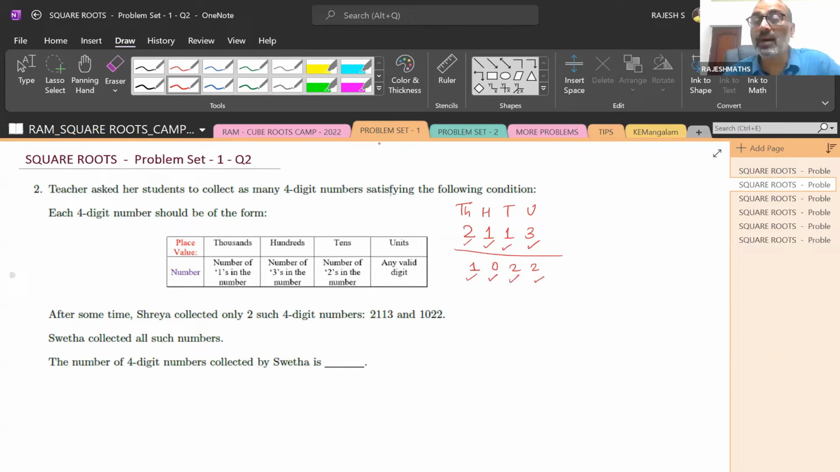But Sweta collected all such numbers. Number of 4-digit numbers collected by Sweta. That means we should not miss out any number.